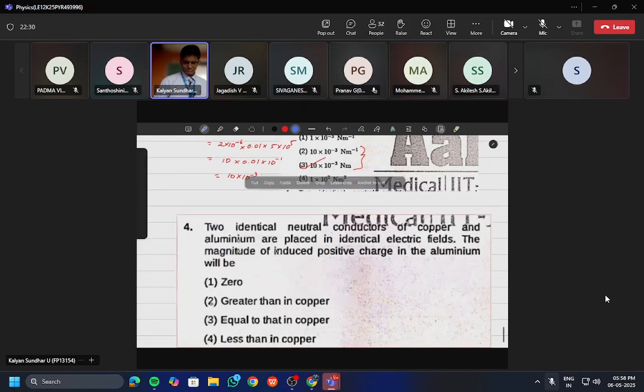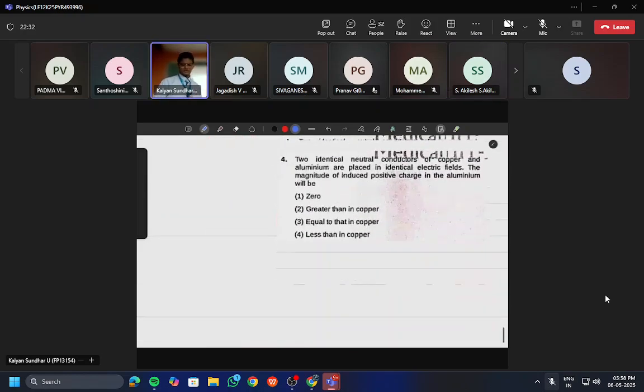Yes sir, this one sir. It's like a statement kind of question. Two identical neutral conductors of copper and aluminum are placed in the identical electric field. The magnitude of induced positive charges in the aluminum will be how much times that of the copper?